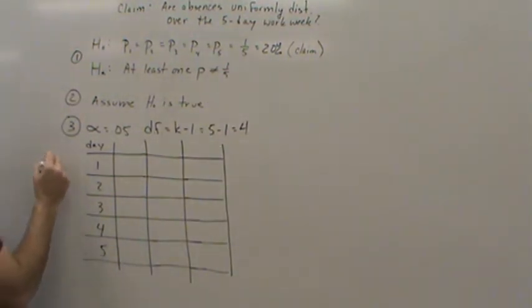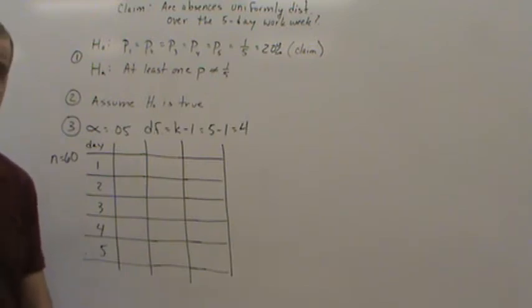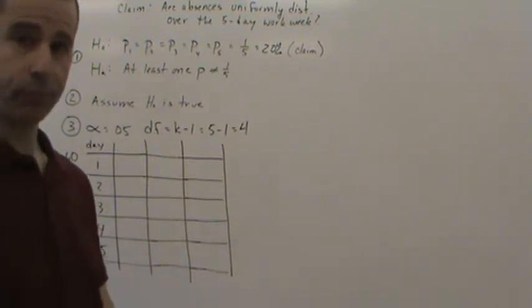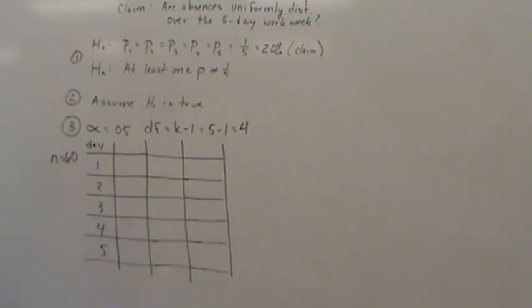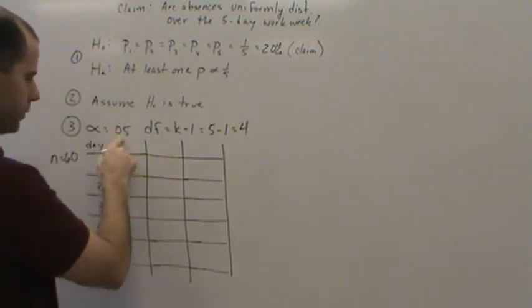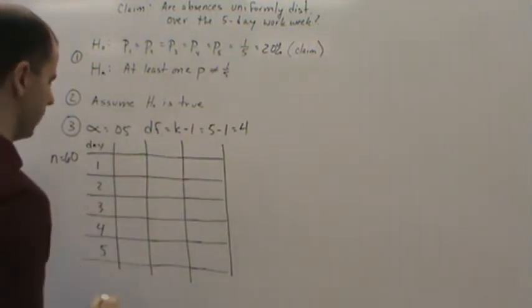Not 59. N is equal to 60. That's the sample size, right? The degrees of freedom is not 59. Okay? So just be aware of that. So N is 60, alpha is 0.05, and the degrees of freedom is 4.